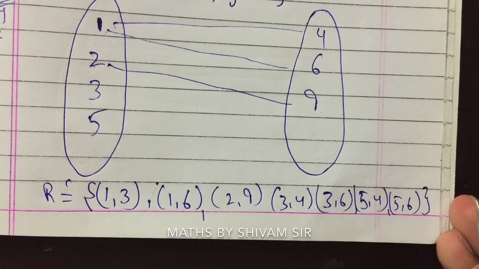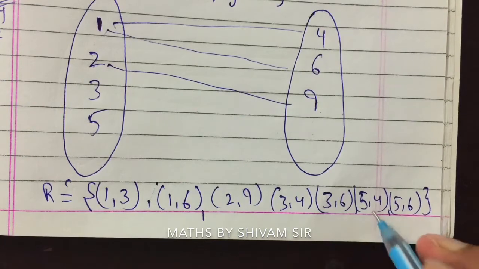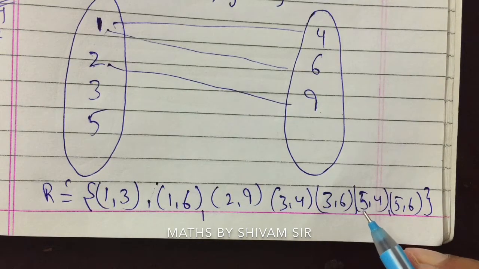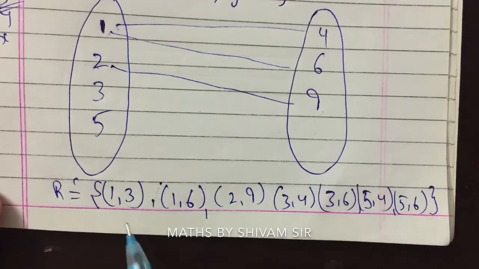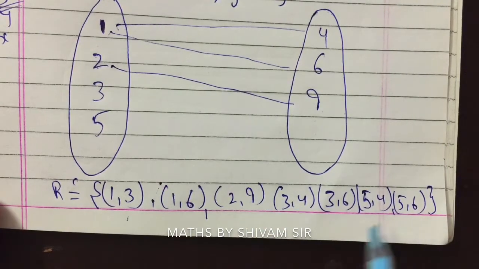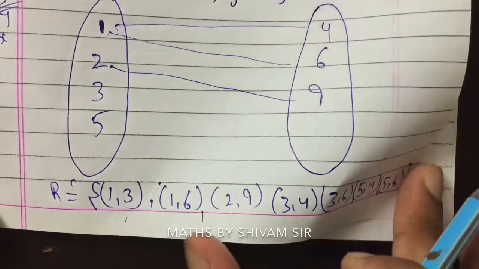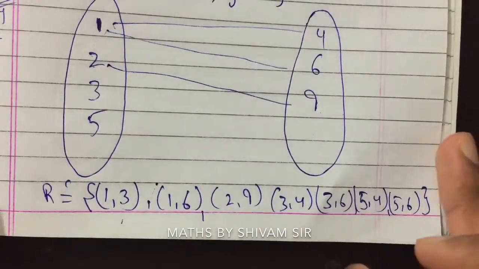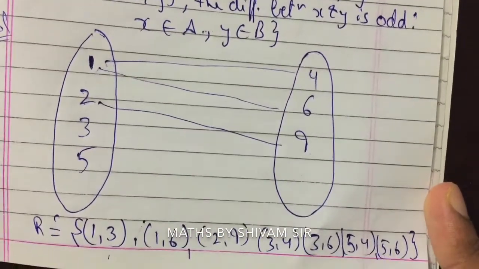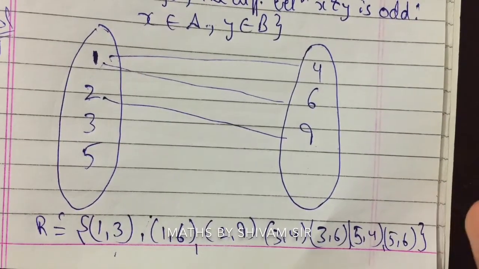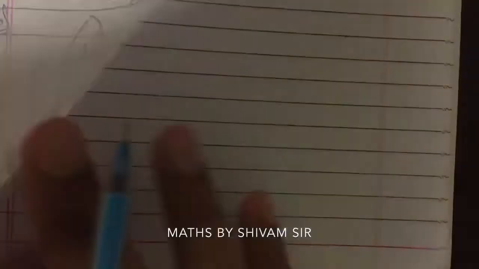So write the relation R in roster form. So this is the relation R in roster form. So I hope it is clear to you all. So 1, 2, 3, 4, 5, 6, 7. So 7 elements are there in this form. Let's move on to the next question. You can pause the video to note it down. So let's move on to the next question. Question number four.